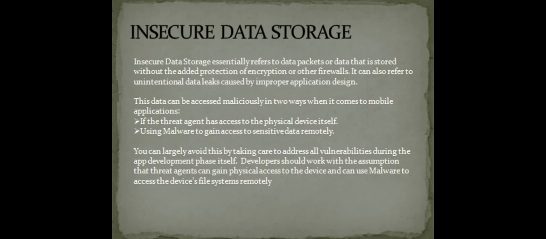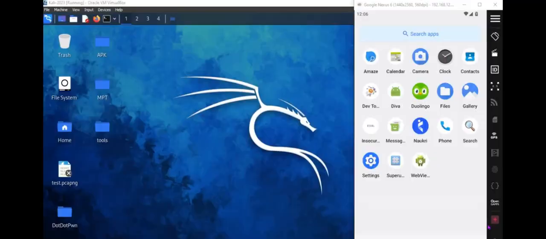Next, we will see how insecure data storage happens by considering a vulnerable application, the Diva beta application, whose installation I have shown you in my previous videos. Let's jump on it. And now, coming back to our setup, this is the Diva application that we have installed, and let me start this application.